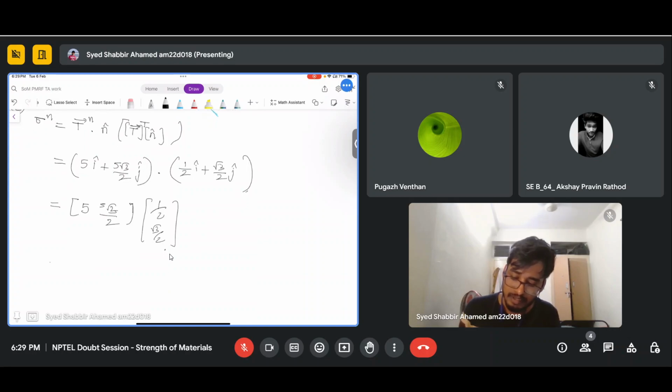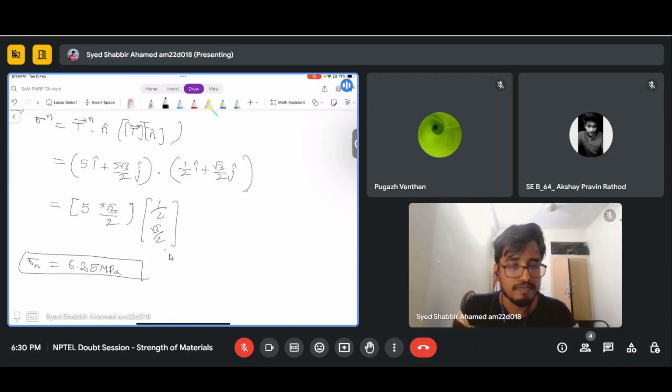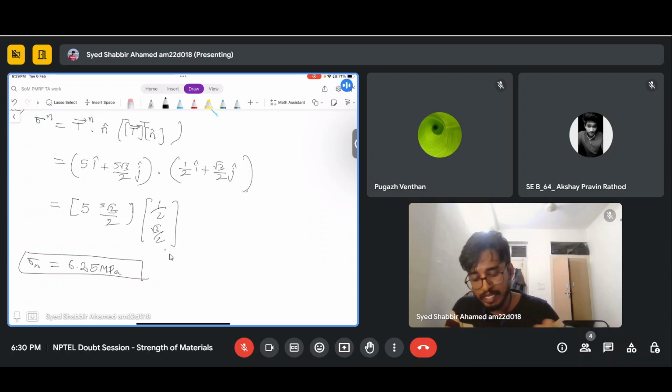So finally, if you multiply, the normal stress can be written as 6.25 megapascal. I think you guys have the calculators. You can simply multiply these both matrices and you'll get the answer.